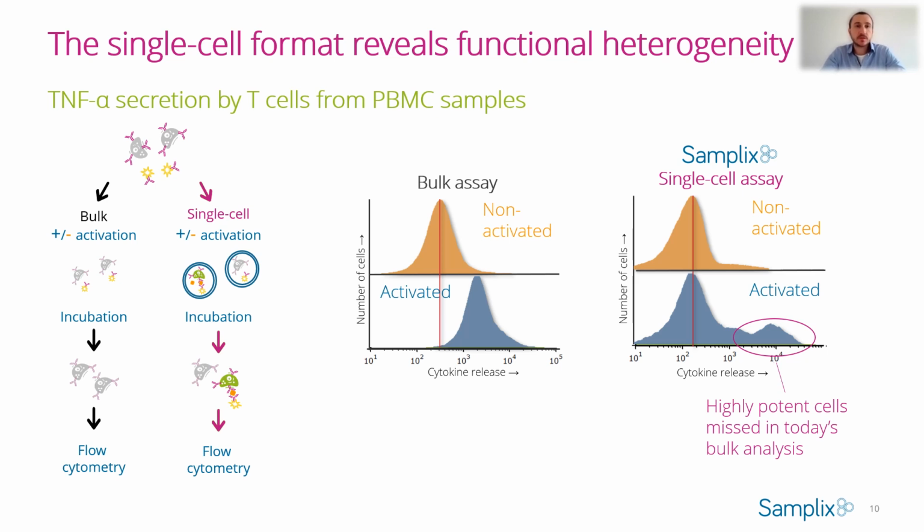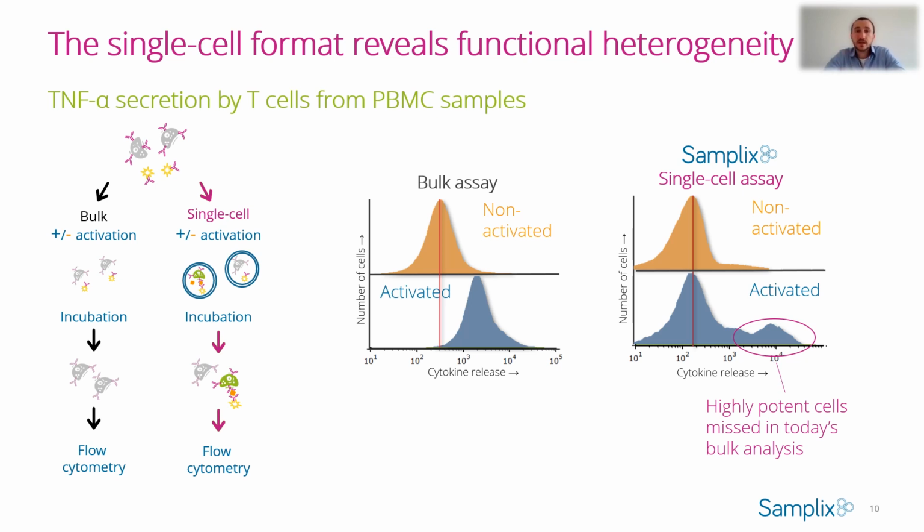And this is how the results of such an experiment look. So here we have taken T cells from PBMCs and stimulated these cells to produce TNF-alpha. And as you can see over here on the right side, where we have the single cell assay by Samplex, we are able to detect after activation a population of cells secreting high levels of TNF-alpha, whereas the majority of the cells do not express TNF-alpha after stimulation.